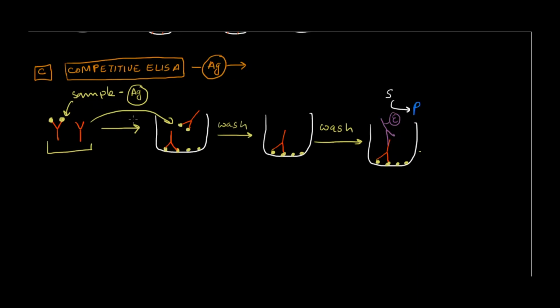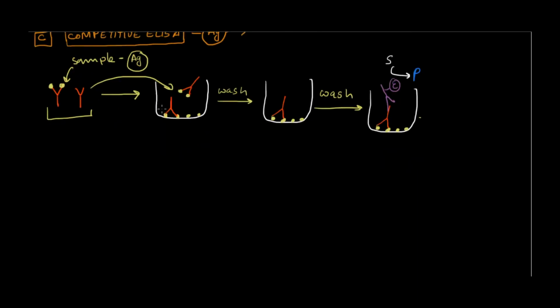Let me slow down. What I'm trying to say over here is, say for example the sample had a higher amount of antigen. There was more amount of antigen, what will happen? More amount of these antibodies will be bound by my sample antigen, and fewer antibodies would be available to bind to the recombinant antigen present in the well. So as a result, less amount of secondary antibody will bind and less amount of color produced. The intensity of the color will be less. So higher the concentration of antigen in the sample, lesser the intensity of color in the end.